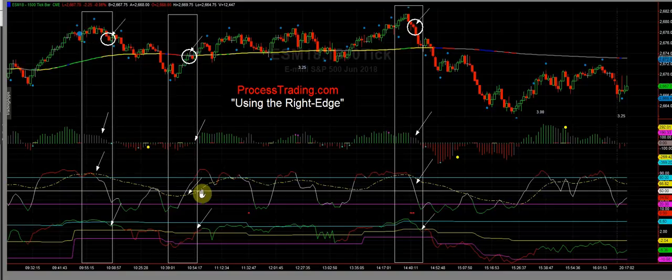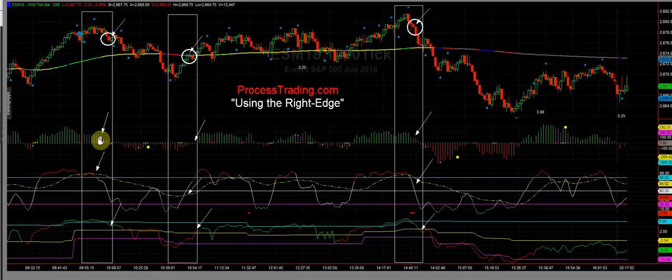Just to jump ahead a little bit, here we see it cutting through and going up, and we see price going up. And here we see it cutting down and going down, and we see price going down. So that's very much of a heads up that we're looking for when we're trying to correlate or correspond all the non-correlated indicators here.